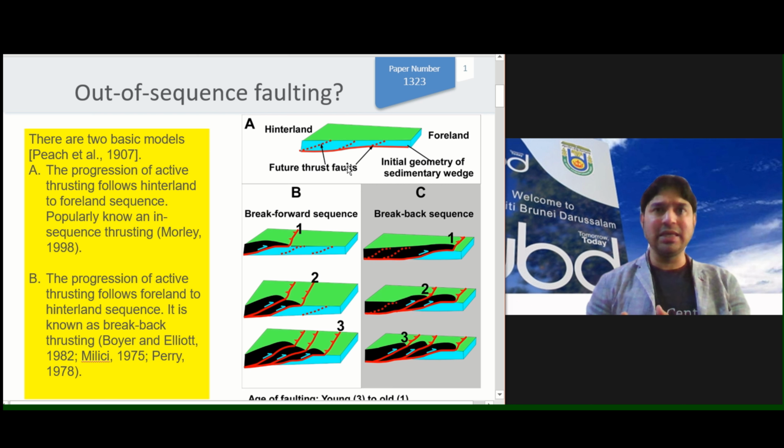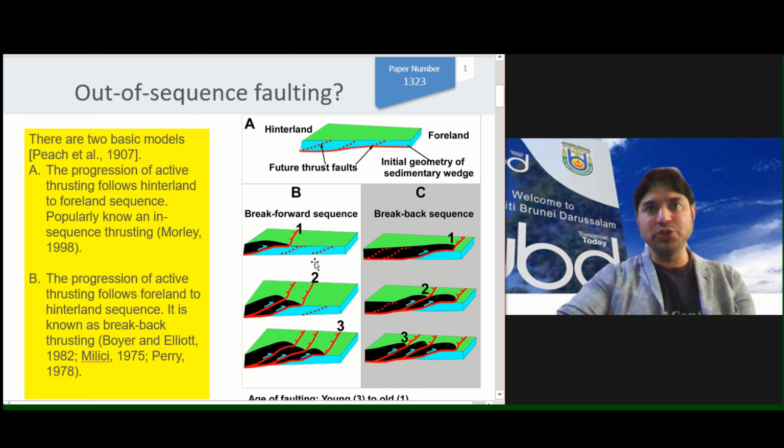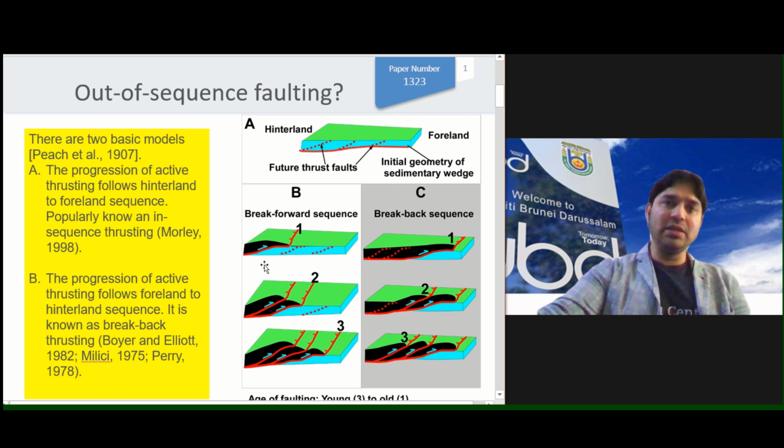So in the past they called this kind of sequence a break-forward sequence. In other words, the faults are breaking in the forward sequence, represented by B, where you can see the fault which started from somewhere here. First ramp, and then the second ramp is going to start. So 1, 2, 3 represents timing: this is the old one, followed by the new one, followed by the youngest one. So the youngest is towards the foreland. Each one is basically a ramp, and there is a basal fault from which all of these faults root.